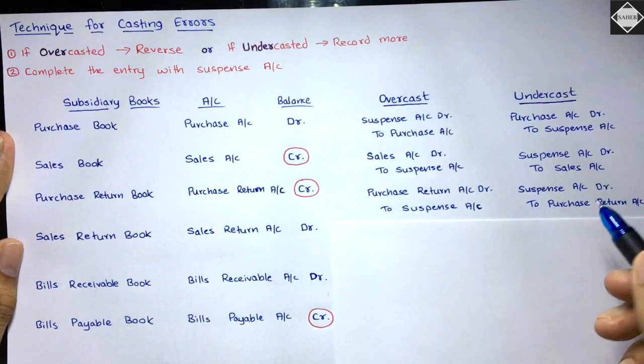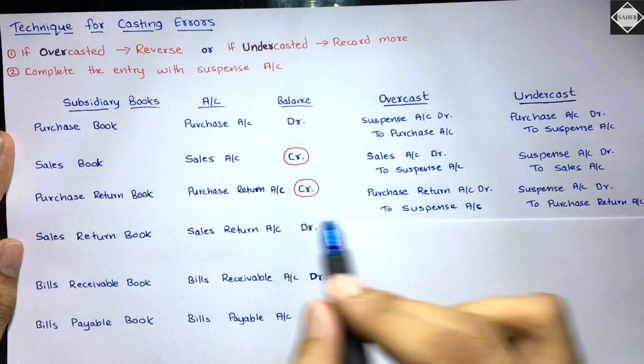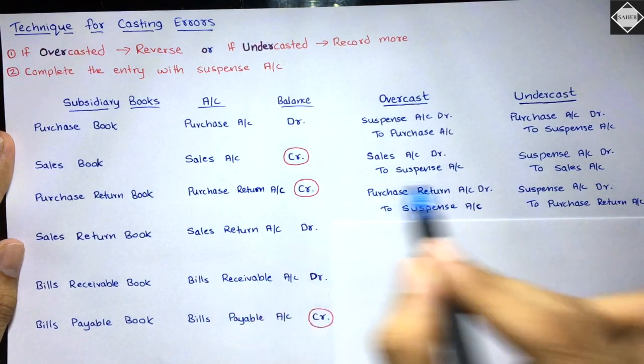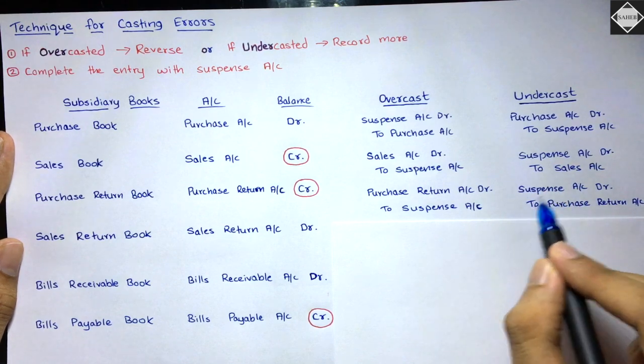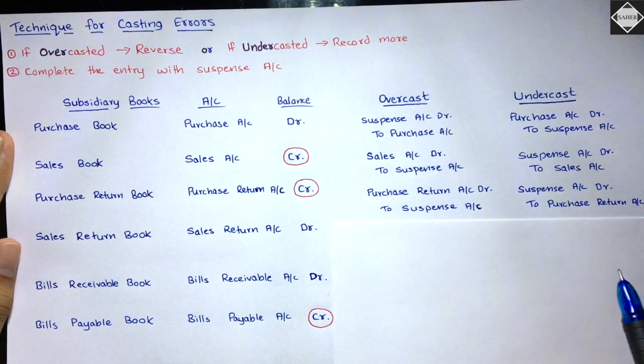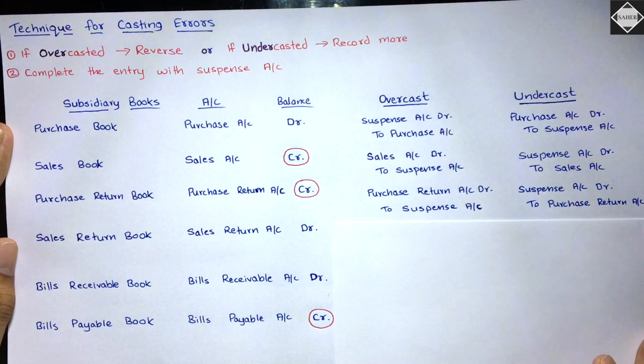Yeah, you have to increase it, record more. So it has a credit balance. To increase it, I will have to credit purchase return, and then complete the double entry with the suspense account debit to purchase return. Clear? Yes. Next we have sales return.